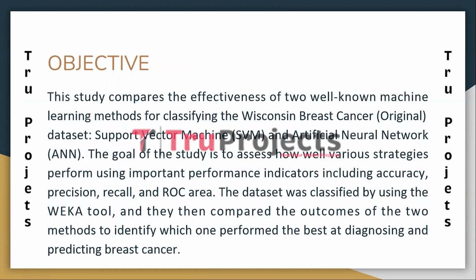Our main objective is to compare two widely recognized machine learning techniques, support vector machine and artificial neural network, for the classification of the Wisconsin breast cancer dataset. The primary objective is to evaluate the effectiveness of the different strategies using key performance indicators such as accuracy, precision, recall, and ROC area. The dataset was processed using the Weka tool and the outcomes of SVM and ANN were compared to determine which method yielded the superior results in diagnosing and predicting breast cancer.